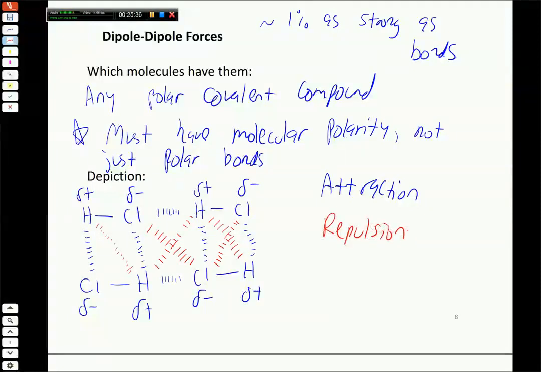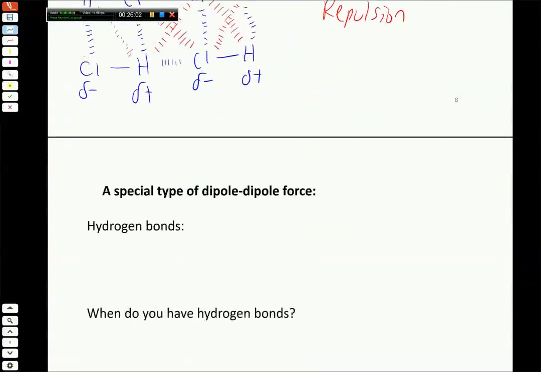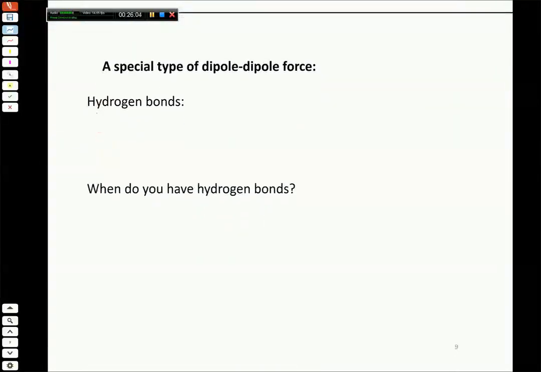Both of these are going to exist, but in net there's going to be an attraction because the molecules will line themselves up in such a way as to maximize those attractive interactions, and that's going to then lead to these relatively strong intermolecular forces, at least stronger than the London dispersion forces we started with. So that's what dipole-dipole forces are. And then the last type of intermolecular force, which is not really a separate type, is called a hydrogen bond.